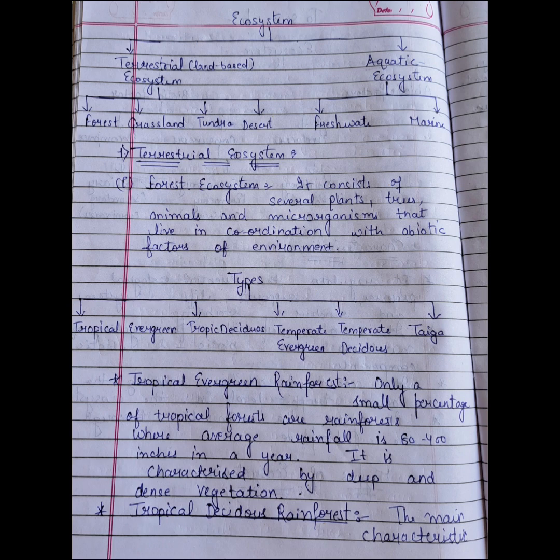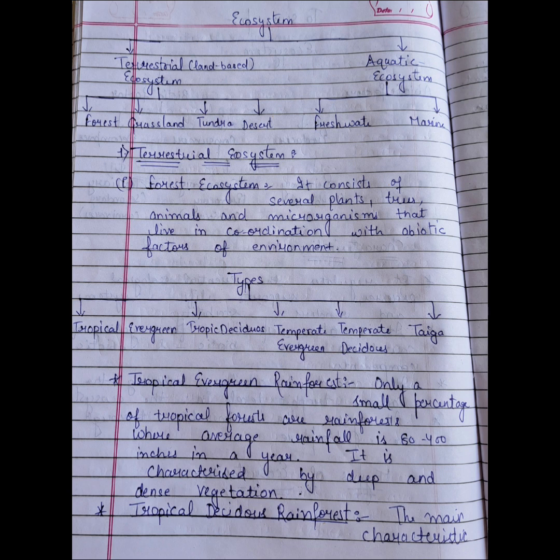A forest ecosystem consists of several plants, trees, animals, and microorganisms that live in coordination with abiotic factors of the environment. Tropical evergreen, tropical deciduous, temperate evergreen, temperate deciduous, taiga or boreal are the types of forest ecosystems. In tropical evergreen rainforest, only a small percentage of tropical forests are rainforest. It is characterized by deep and dense vegetation. The main characteristic of tropical deciduous forest is broad-leaved trees along with dense bushes, shrubs, etc.